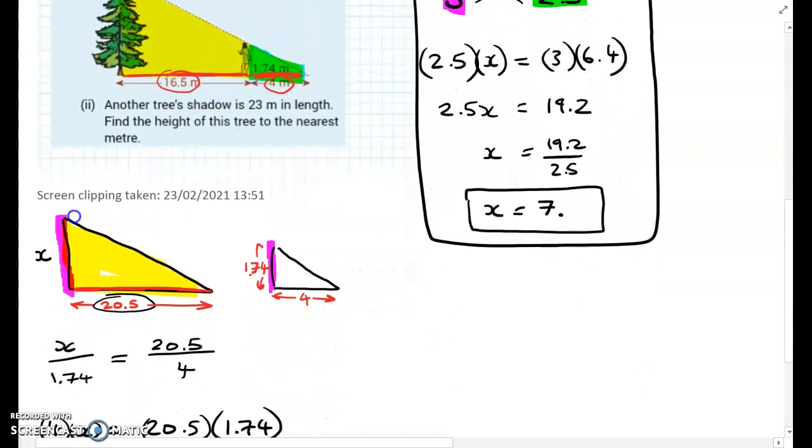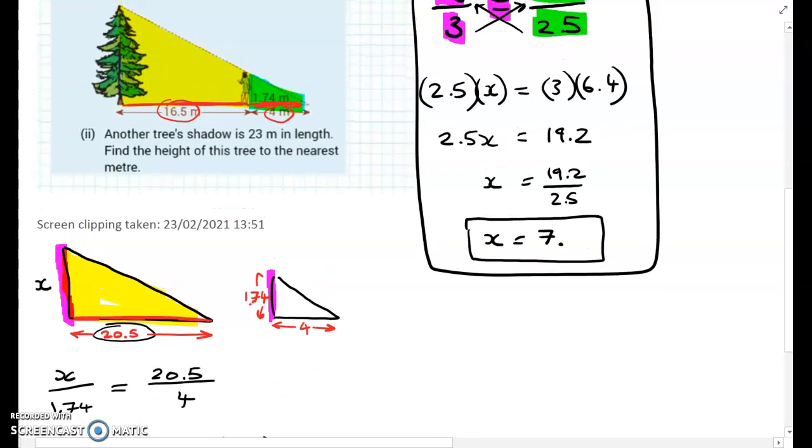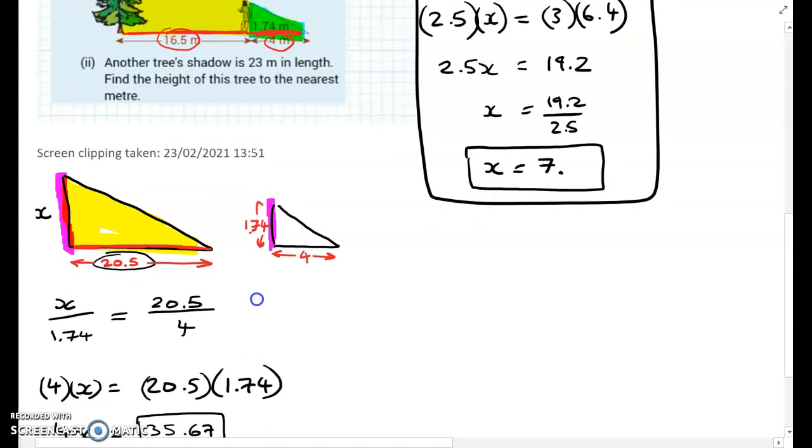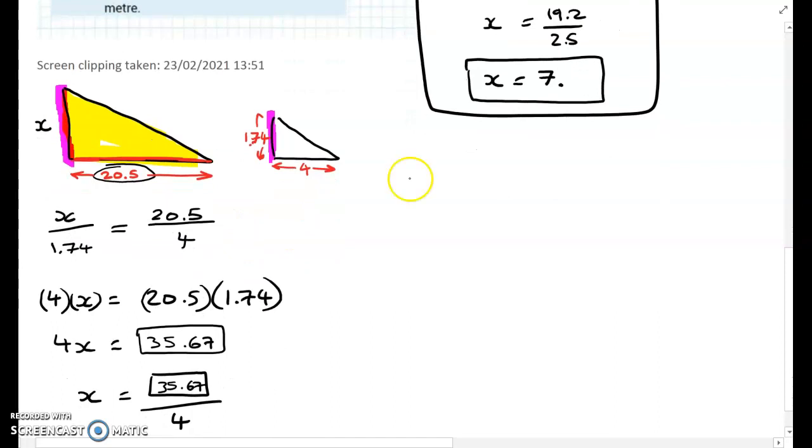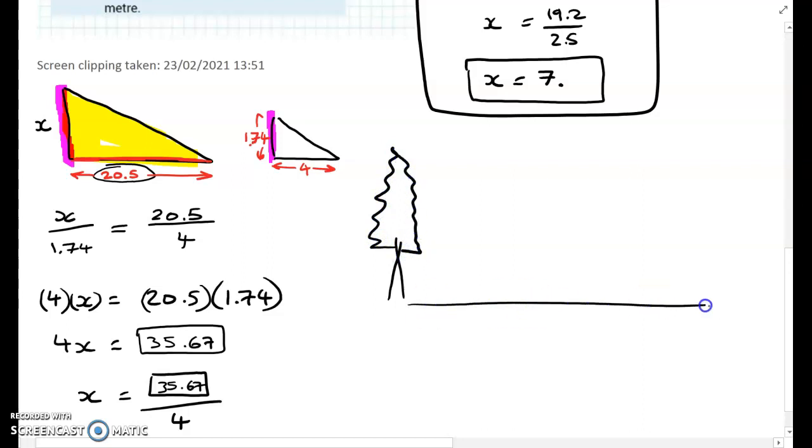Another tree's shadow is 23 meters in length. Find the height of this tree to the nearest meter. So a different tree's shadow. So we have another tree. It's a totally different situation, but not completely. We have a tree, and it's casting a shadow that's 23 meters in length.